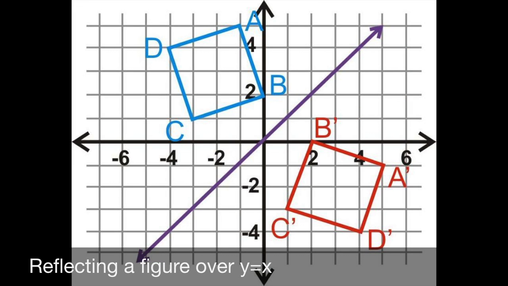To reflect a pre-image over y equals x, you have to swap the x and y coordinates. For example, the coordinates on this diagram for point B are 0, 2. Once reflected over y equals x, point B will become 2, 0.